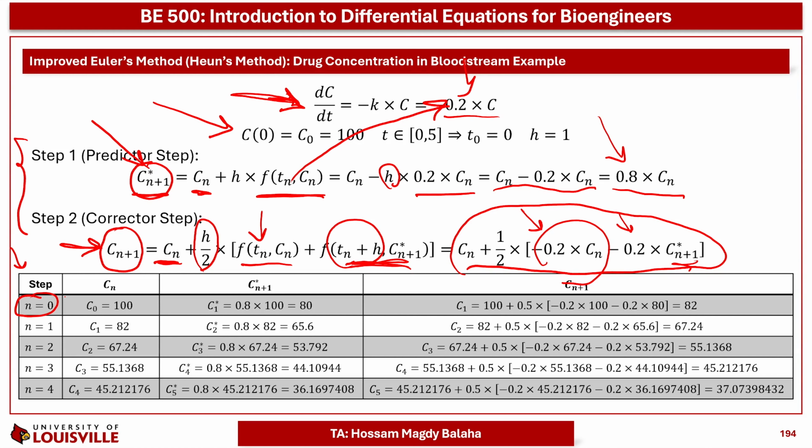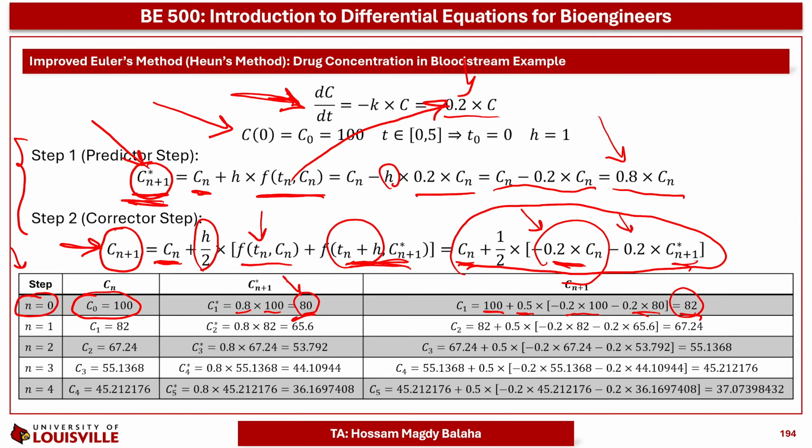At n equals 0, we got C naught equals 100. Substitute to get that, 0.8 multiplied by 100, so we have C1 star equals 80. Substitute in the corrector step, we will get that the final C1 value equals 100, which is Cn, plus 1 over 2, which is 0.5, multiplied by negative 0.2 multiplied by Cn, which is negative 0.2 multiplied by 100, minus 0.2 multiplied by 80, which is this value. Simplify that and calculate the final result. This will be 82. So instead of 80, it will be 82.